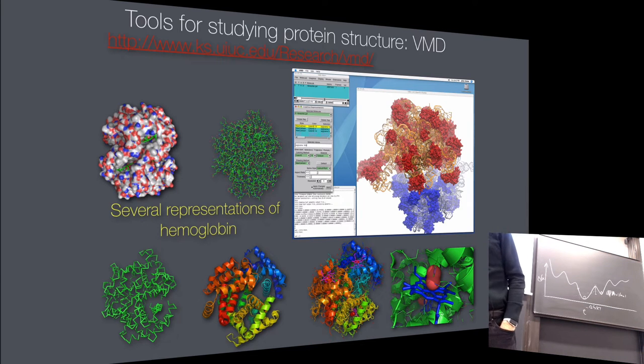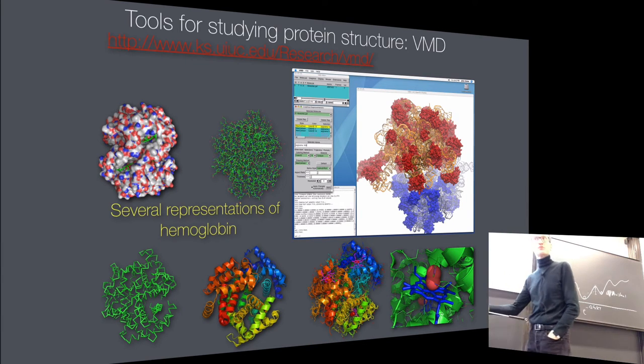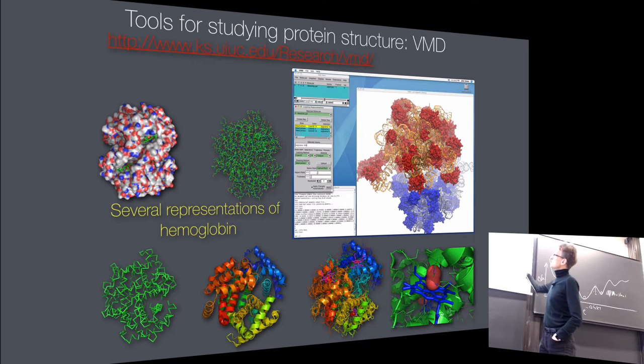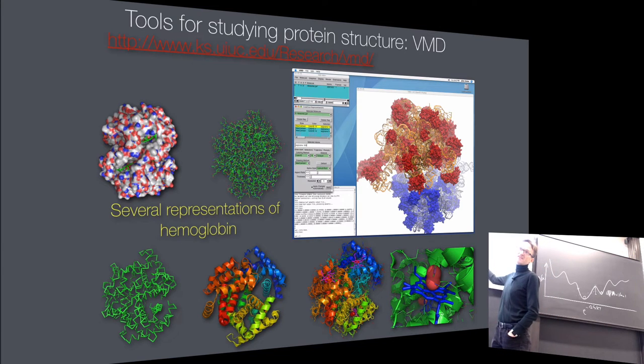There are a ton of different tools to study proteins. You will see some of them in the class later on. If you want to download one, there is a program called VMD that is developed by colleagues at Urbana-Champaign in the US. But my point here is to stress that there are different ways of representing a protein too. You can choose to look at every single atom, but if you were to look at every single atom, things rapidly become very complicated, right?